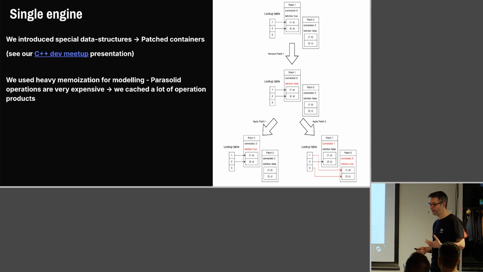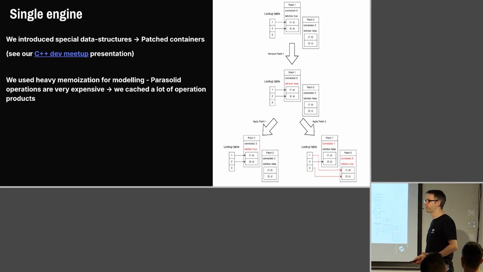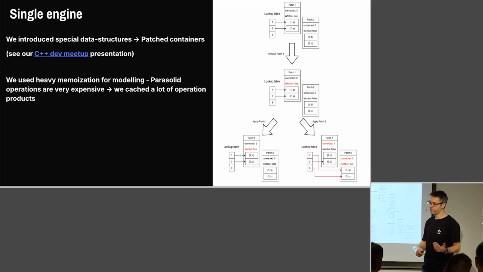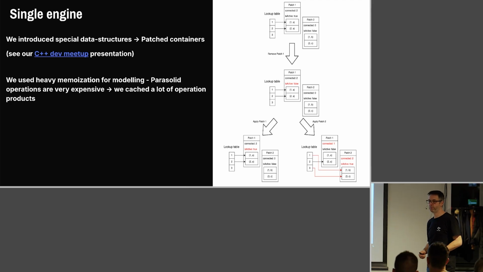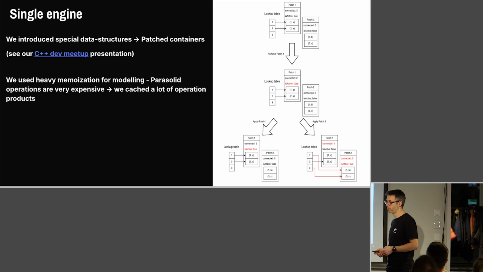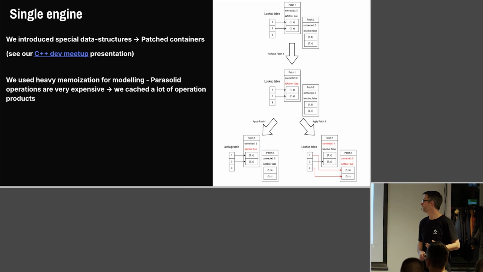We used memoization heavily for all the modeling operations, because calling the kernel and re-executing it to recalculate all the modeling operations each time is very, very expensive. So we tried to cache those, and we needed to come up with a really clever system to know whether those memoization hits are still valid or not.